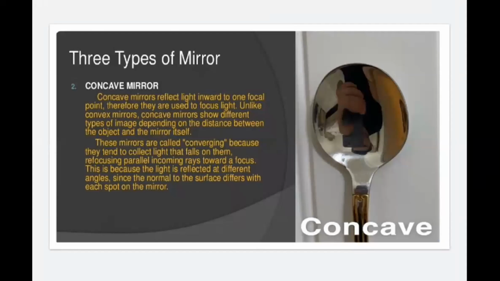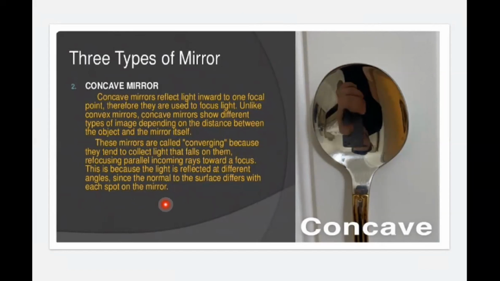So, what can you say about concave mirror? Concave mirror reflects light inward to one focal point, therefore they are used to focus light. Unlike convex mirrors, concave mirrors show different types of image depending on the distance between the object and the mirror itself. These mirrors are called converging because they tend to collect light that falls on them, refocusing parallel incoming rays towards the focus. This is because the normal to the surface differs with each spot on the mirror.